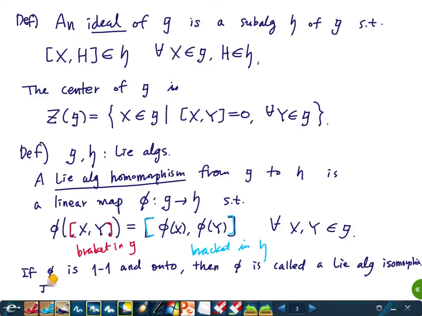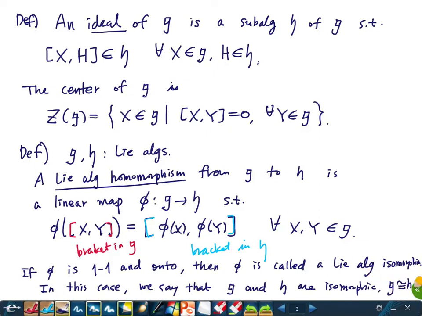And in this case, if there is a one-to-one and onto Lie algebra isomorphism, we say that G and H are isomorphic, and write it the usual way: G isomorphic to H. Okay, I think everything is clear now. So let's move on.